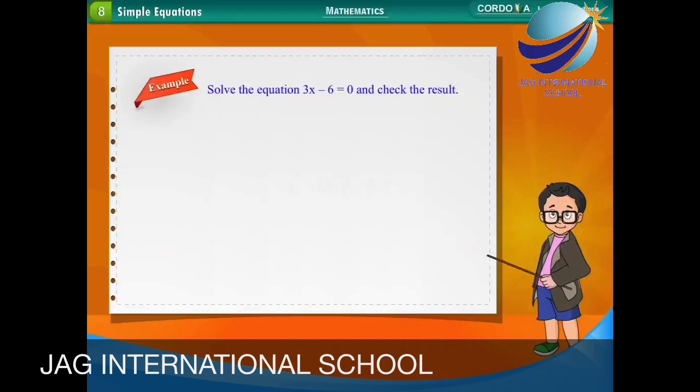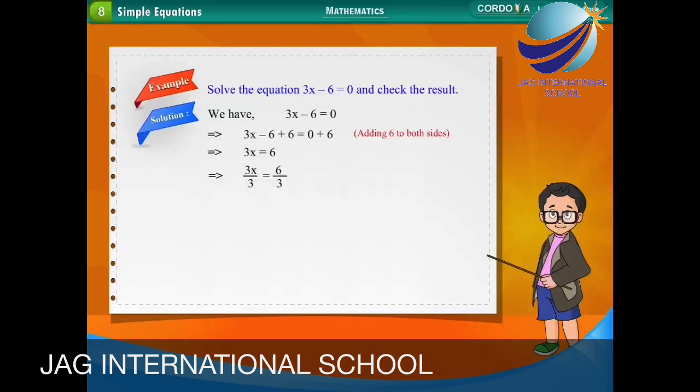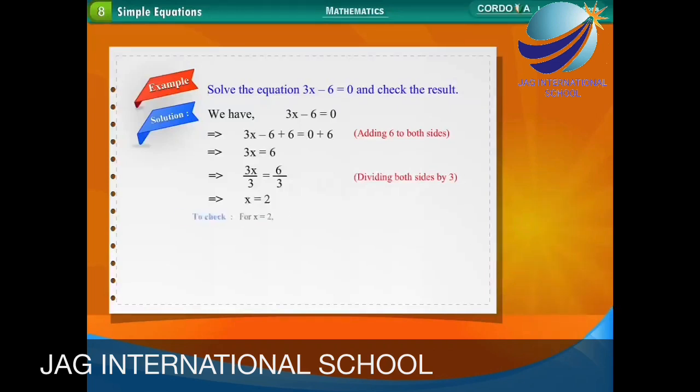Example. Solve the equation 3x minus 6 is equal to 0 and check the result. Solution. We have 3x minus 6 is equal to 0. This implies 3x minus 6 plus 6 is equal to 0 plus 6, adding 6 to both sides. This implies 3x upon 3 is equal to 6 upon 3, dividing both sides by 3. This implies x is equal to 2.